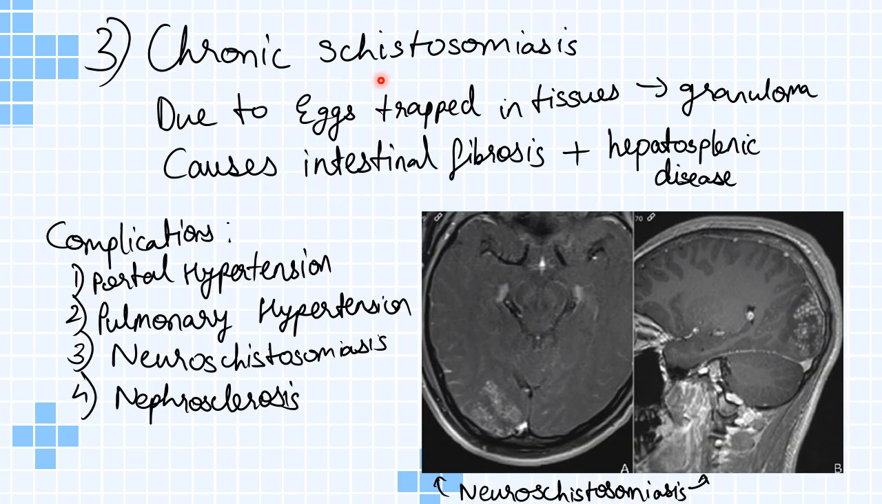Chronic schistosomiasis results from eggs becoming trapped in tissues. These eggs induce granuloma formation and fibrosis. Complications include portal hypertension, pulmonary hypertension, neuroschistosomiasis, and nephrosclerosis. Diagnosis is based on identifying characteristic eggs.